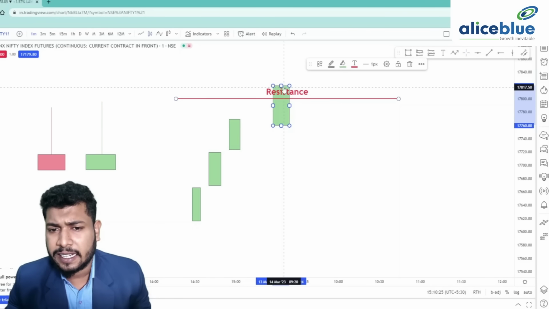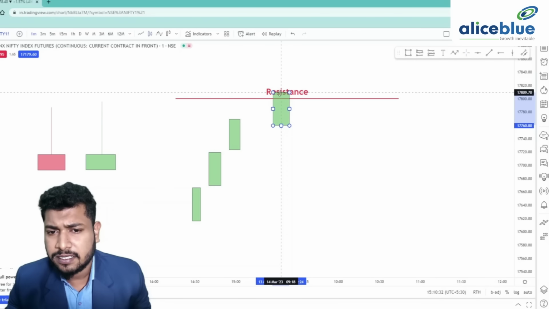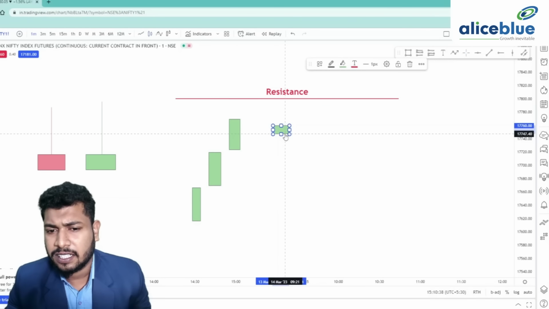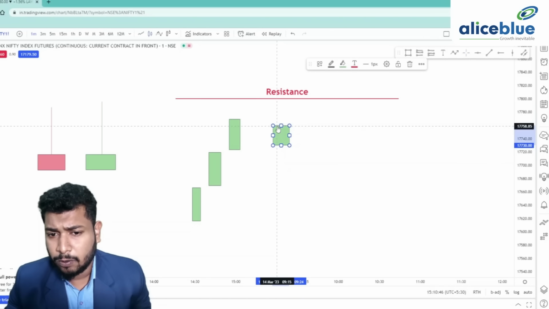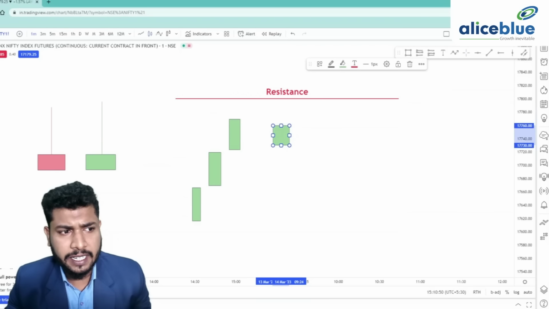Before closing the candle, there is a sudden selling pressure coming from the 17,820 level, and again the price falls from 17,820 and it closes at a level of 17,730. So the candle opens at 17,760 and it went up to 17,820.